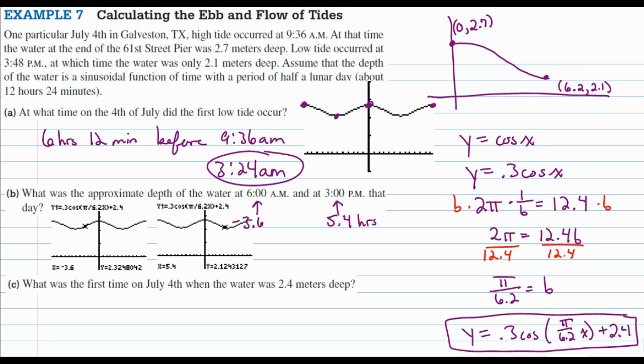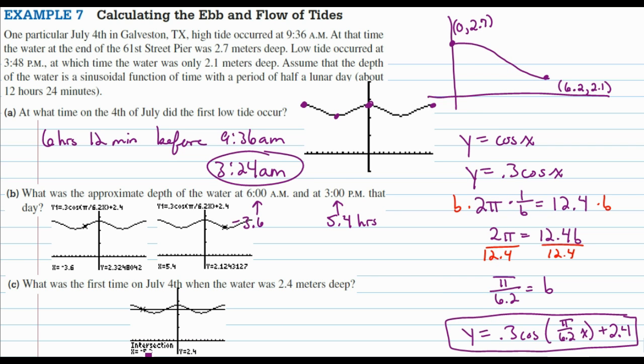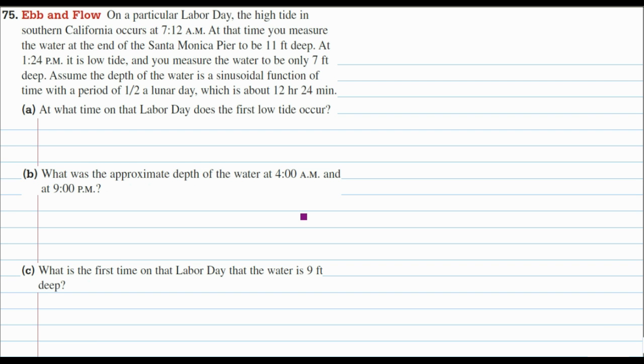Part C, what was the first time on July 4th when the water was 2.4 meters deep? Oh, okay. So now I need to set in Y2 2.4 and find the first intersection of the day. So since I get negative 9.3 hours, 9 hours and, let's see, 3/10 of an hour is 9 hours and 18 minutes before 9:36. So you're actually talking about 12:18 a.m.